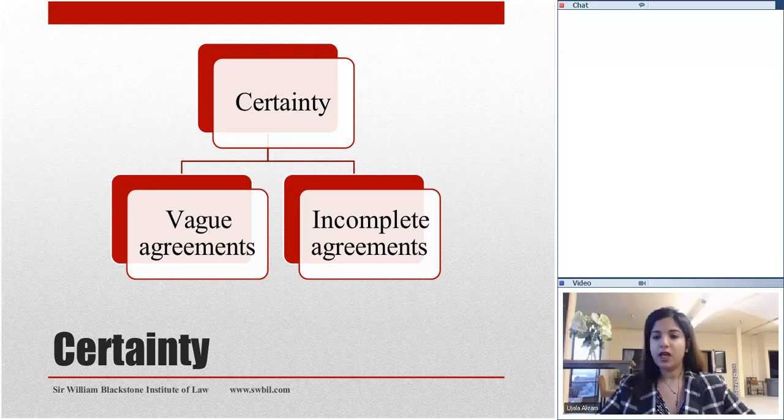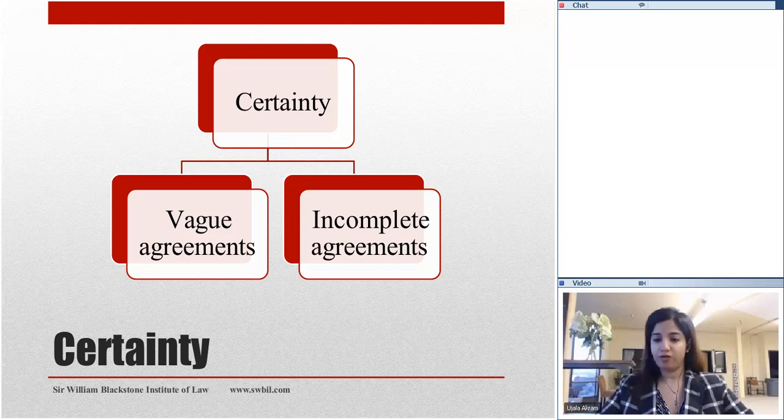Okay. Now, in the former cases, the agreement is often described as vague agreements, as you can see on the left hand side of the diagram. And the latter case is described as incomplete agreements. So basically, you should not worry about separating these two types in your mind, because the cases on vagueness, when the terms are vague or ambiguous, always shade into incompleteness. Let me give you an example.